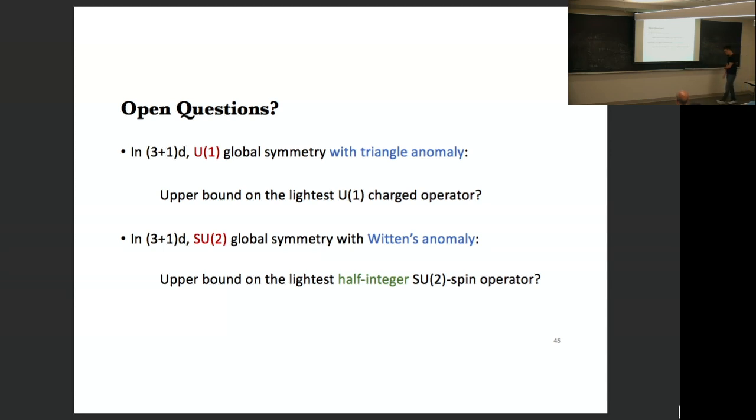One potential avenue would be to look at an S3 times S1 partition function of a general 3+1D TQFT. And maybe the anomaly will tell you that there has to be a non-trivial dependence of that partition function on the chemical potential. And another question would be in 3+1D again. If you have an SU(2) global symmetry with Witten's anomaly, then does that mean there's a bound on the lightest half-integer spin local operator? Because in this case, it's even harder, and I don't really know how to get a result.